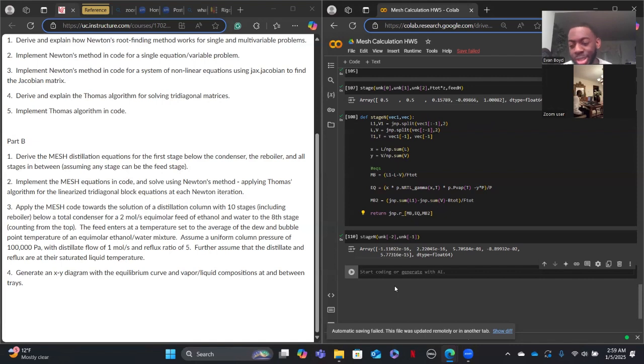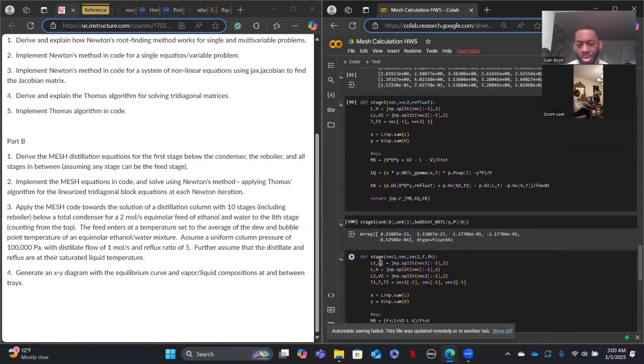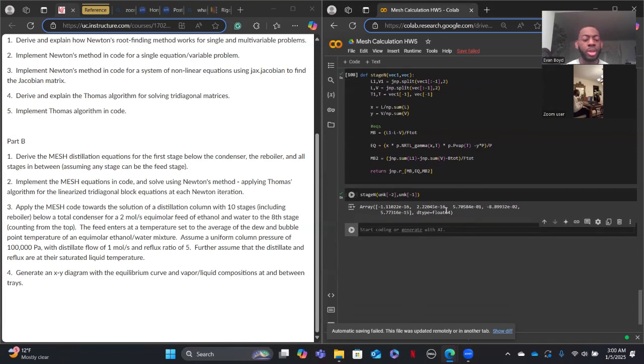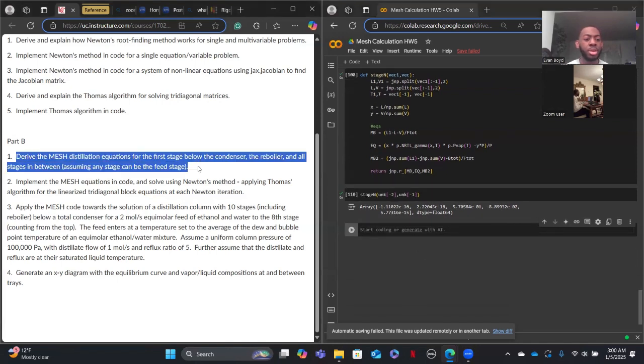We have our equations for all of the stages from 1 through 10 respectively. And I think they're all correct as well, which I was kind of shocked I did this all right the first time. So we're very pleased.